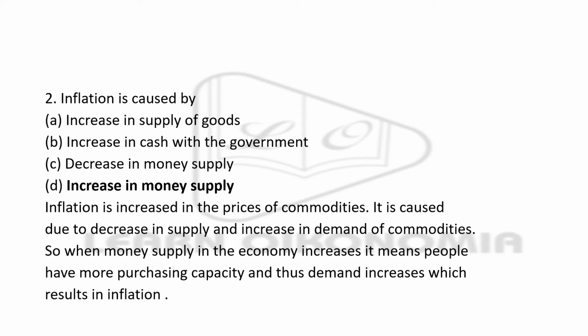Second question: inflation is caused by dash. The options are: increase in supply of goods, increase in cash with government, decrease in money supply, and increasing money supply. The right answer is increase in money supply. When there is inflation, we know that there would be more money in the hands of the people, and with that more money they could purchase only a little amount of goods in the market. That means that the purchasing power of your money would come down. That is what happens in a scenario of inflation.